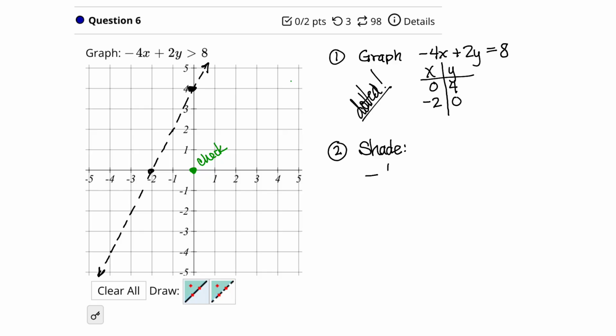Remember, you're going back to the original, and you want to check to see if it's true or not. So we have 0, add 0. Is that greater than 8? And this one is false. So that means this point is not included in the shaded side. It's got to be over here instead.